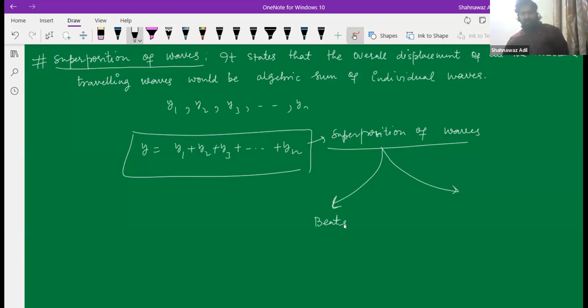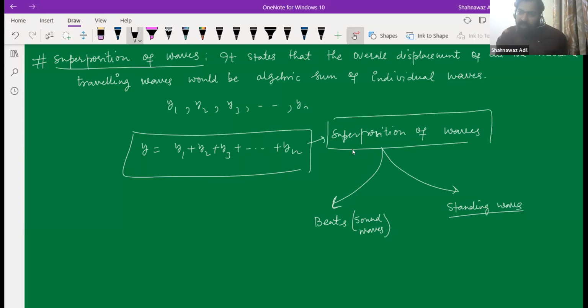You have already heard about these beats, right? Beats are related with what kind of wave? Beats are related with sound, so this is related with sound waves, right? And then we have standing waves. We have a traveling wave, but on what condition would this be a standing wave? Standing waves have a peculiar property, and both these things come from this superposition, right?